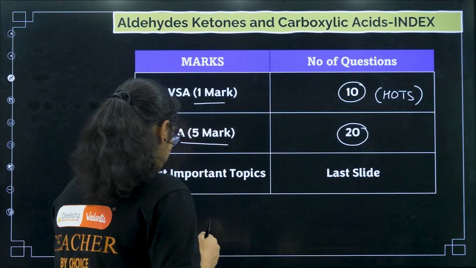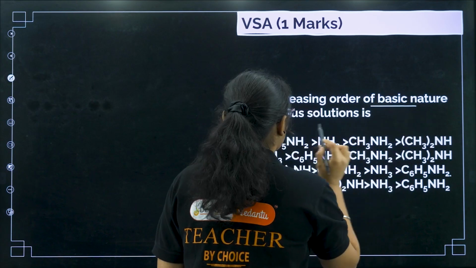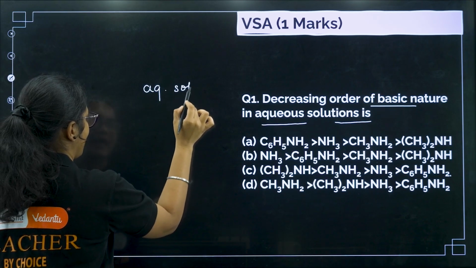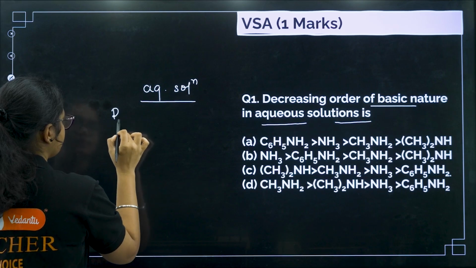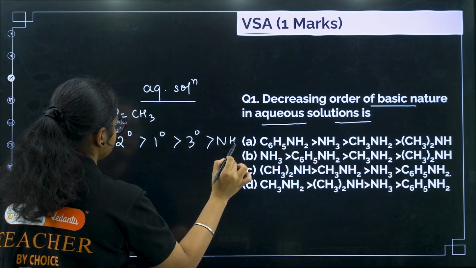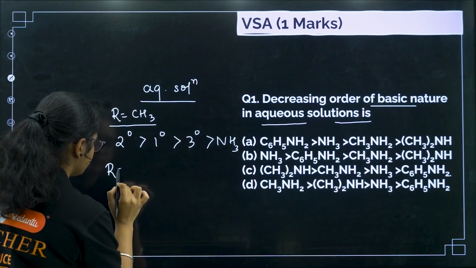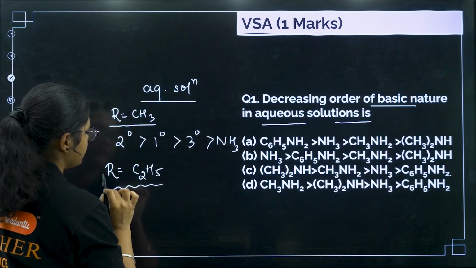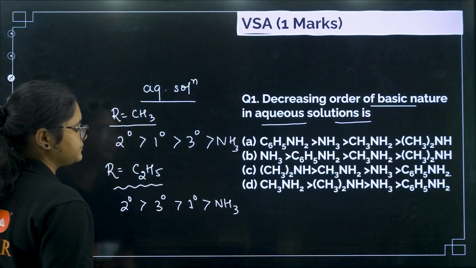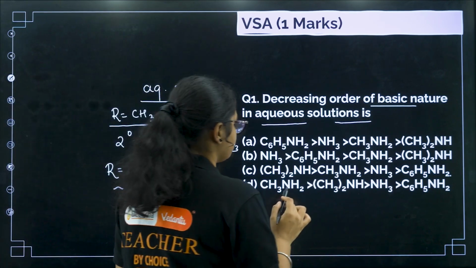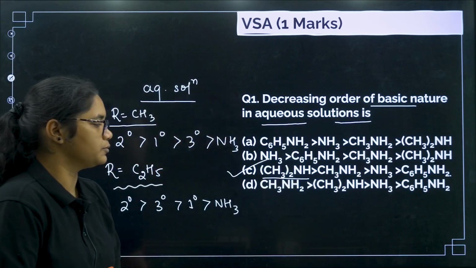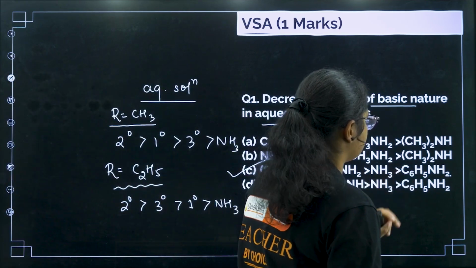First question: decreasing order of basic nature in aqueous solution is. In aqueous solution we have 2 orders, that you should remember. If our group is methyl group, we have the order 2 degree, 1 degree, 3 degree and ammonia. If you consider R is ethyl group, then we have 2 degree, 3 degree, 1 degree and ammonia. So this is the order. Definitely 2 degree has to come first. You can see here the first option is 2 degree, so the correct answer for this question will be option C: 2, 1, then ammonia, and then C6H5NH2.